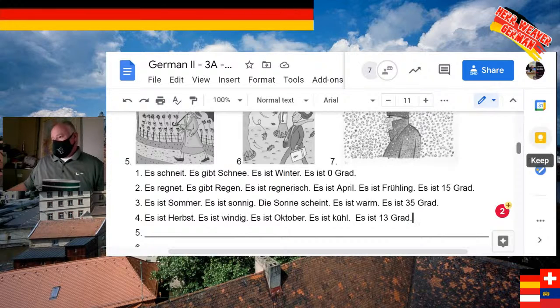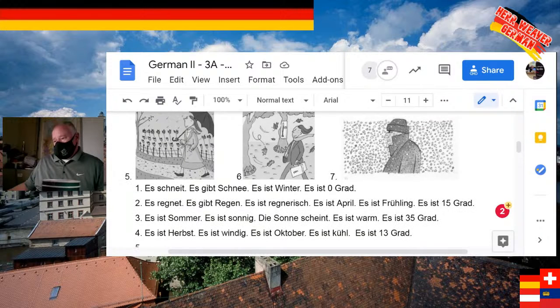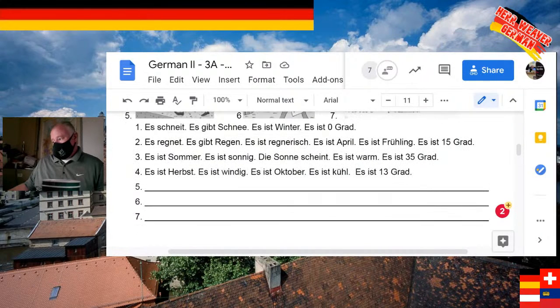Let's look at number 5, which is just right here. Let me roll it up a little bit. It's raining. Okay, it is raining. What else is going on? It's cool. It's spring. It's definitely spring, right? The trees are budding, the flowers are coming up. Es ist Frühling. We said that one already. That's fine though, because we're going to come up with more. Yeah, it's Mai.